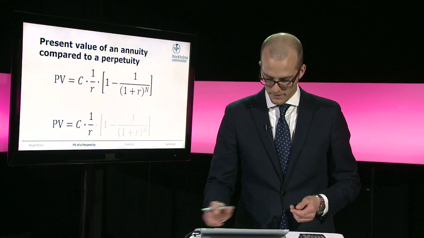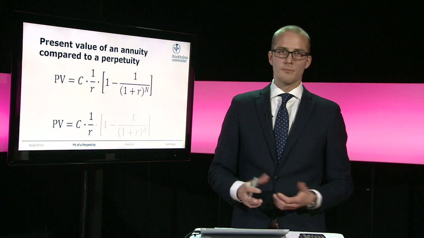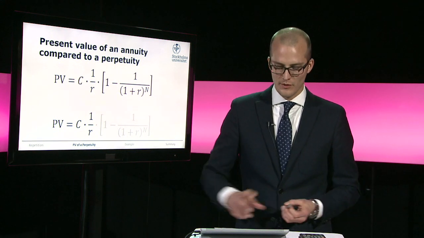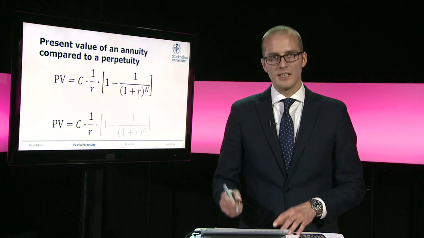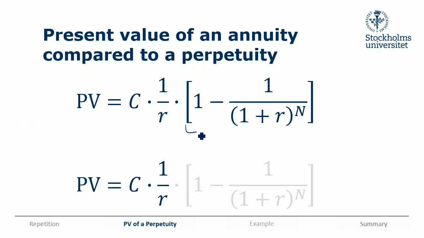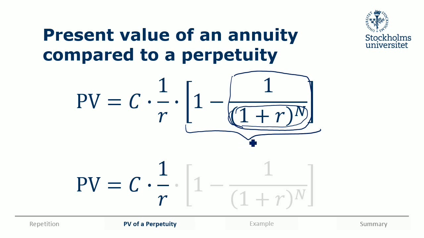So if we compare it to the present value of an annuity formula, the one we had before, you can see here that it's basically only this part that we can take away, which is because of the reason that I told you before. When n becomes infinitely large, this value here will go to infinity, while this will go to 0, hence this will go to 1.